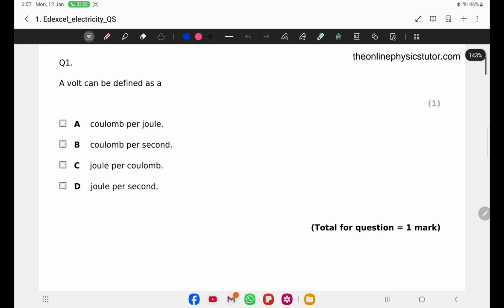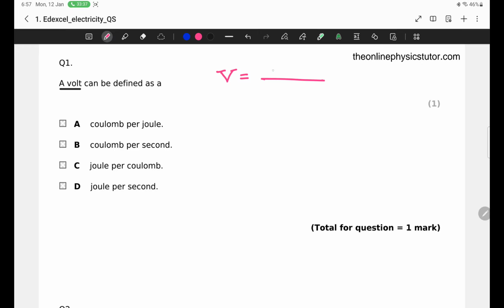I have just explained this. Simra, can you tell us, volt is the unit of which physical quantity? Sir, volt is the unit of voltage, and the formula of voltage is work done per unit charge. But Simra, what is the unit of work?